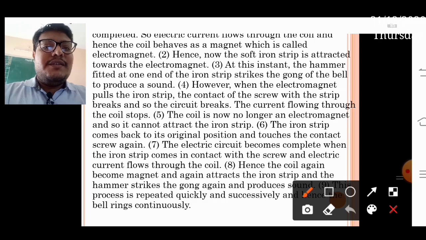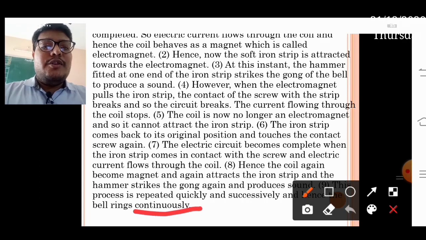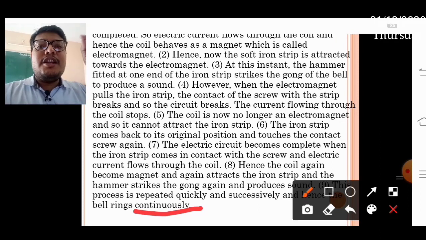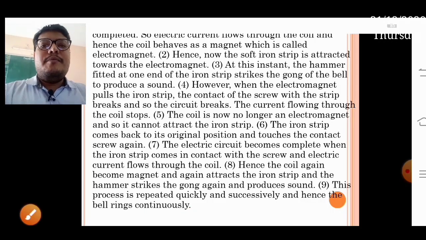This process is repeated quickly, successively, and hence the bell rings continuously. If you keep that switch on, that process happens continuously, successively. So that is why your bell rings continuously. Okay, so this was how the bell works, right? Okay, let's see the next question now.